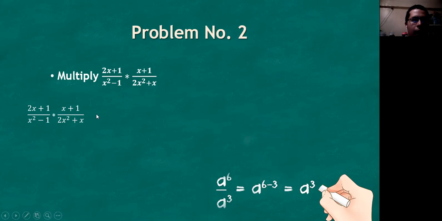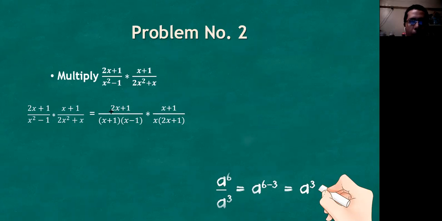Applying the special products and factoring from elementary algebra, we have 2x plus 1. The factors of x squared minus 1 are an example of difference of two squares, so this will be x plus 1 and x minus 1, then multiplied by x plus 1. Then factoring 2x squared plus x is an example of factoring by using the greatest common factor. We factor the common factor of 2x squared and x, which is x, then multiplied by 2x plus 1.